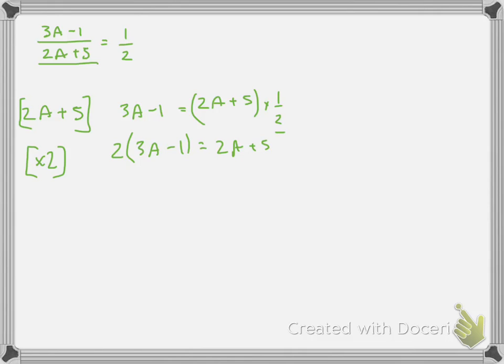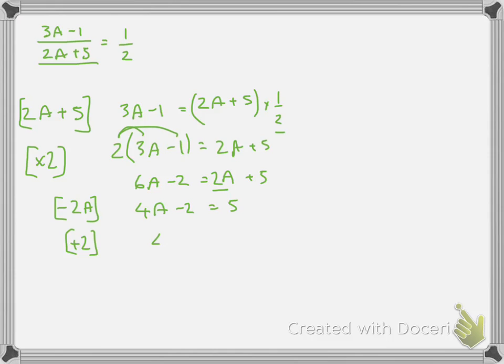Remember the method when you've got the term on both sides of the equation, you've got to collect them together on the same side. So I'm going to try and get rid of this set of brackets by expanding the 2 out. 6a minus 2 equals 2a plus 5, and now I'm going to take away 2a from the right and the left, so I'm left with 4a minus 2 on the left equals plus 5. Add 2 to both sides, left with 4a equals 7.